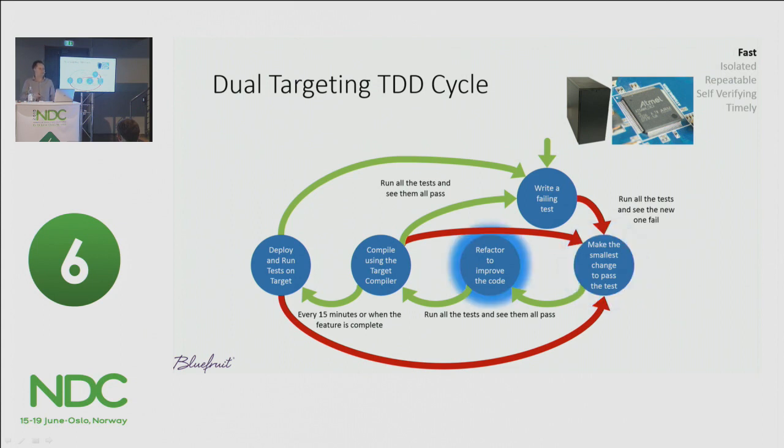When all the tests pass, I then compile on my target compiler. This checks that I haven't used any language features which aren't supported by my target compiler. At this point, if I have run my tests on the target in the last 15 minutes, I restart the cycle. Otherwise, I'll deploy the tests to my target and run them there. This ensures that I haven't introduced something that works on my development platform and doesn't work on my target system. And only deploying every 15 minutes reduces the impact of the slow deploy to the target.